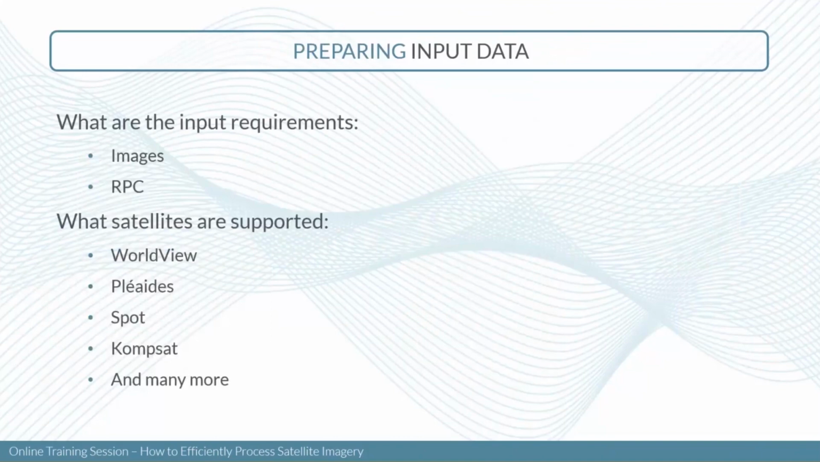So let's start by preparing the input data for your Correlator 3D project. Basically, what are the input requirements to do photogrammetric processing with satellite imagery? There are two things that are necessary. First is the images themselves, and the other is the RPC. The images can be stored either in 8 bits or in 16 bits without any issue, and depending on the satellites or the order that you had, you will have the option of which one.